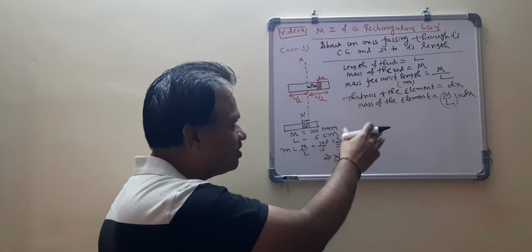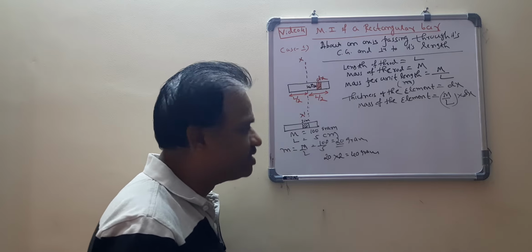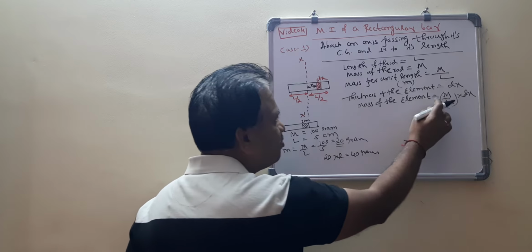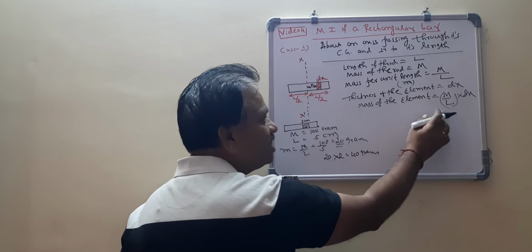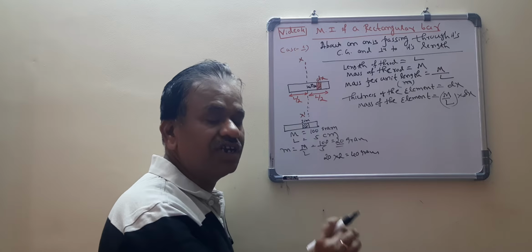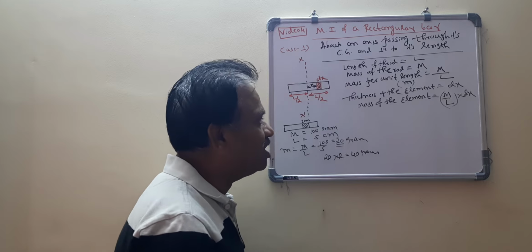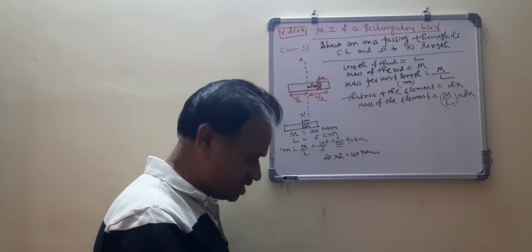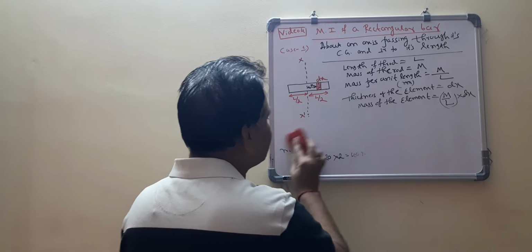Please listen carefully, because this part I am using in all the derivations. I will not explain those things again. What is m by L here? Mass per unit length, per centimeter or per meter. So the mass of this element is m by L into dx. I think it's clear for you guys.